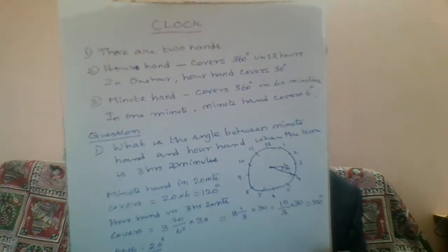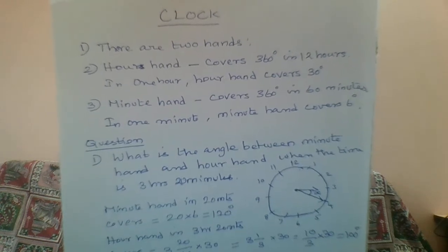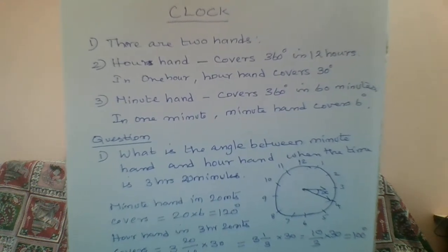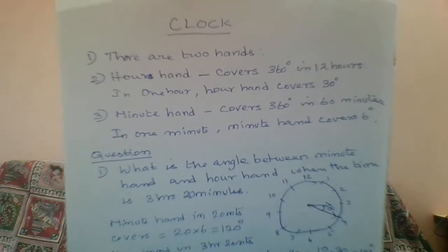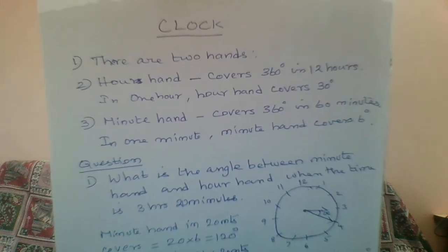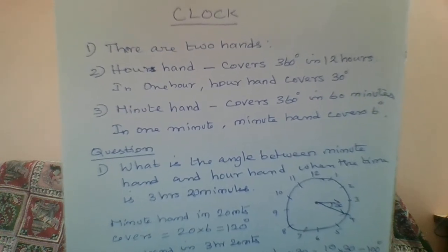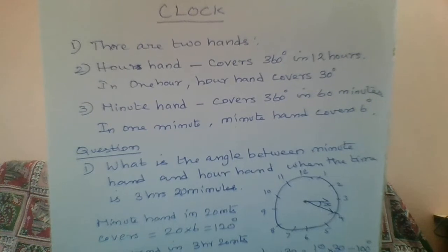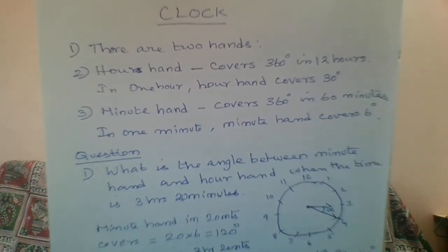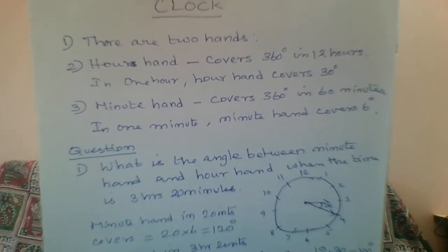Okay, a clock has got two hands. Actually, it has got three hands. One is the hour hand, another is the minute hand, and one more is the second hand. But here, for our mathematics problems, we are considering only two hands, the hour hand and the minute hand. Normally, the question asked will give you a time, let's say 3 hours 20 minutes. At that time, what is the angle between the hour hand and the minute hand? They may ask such questions.